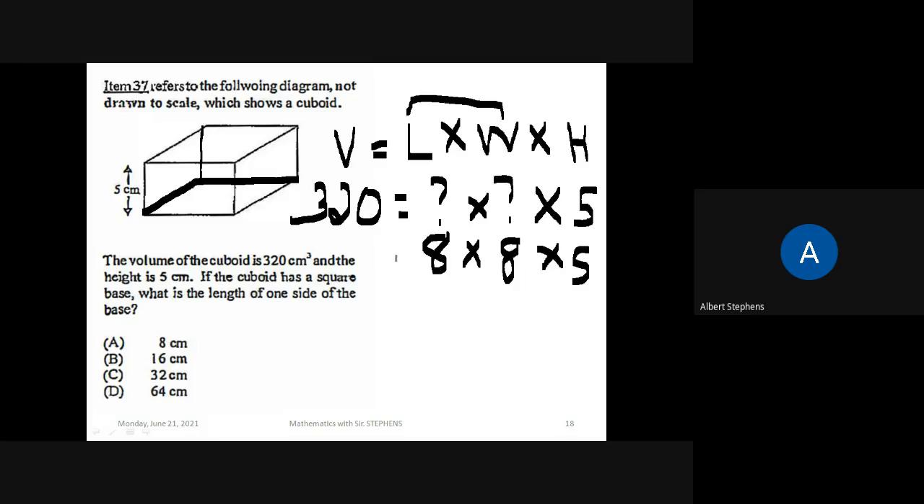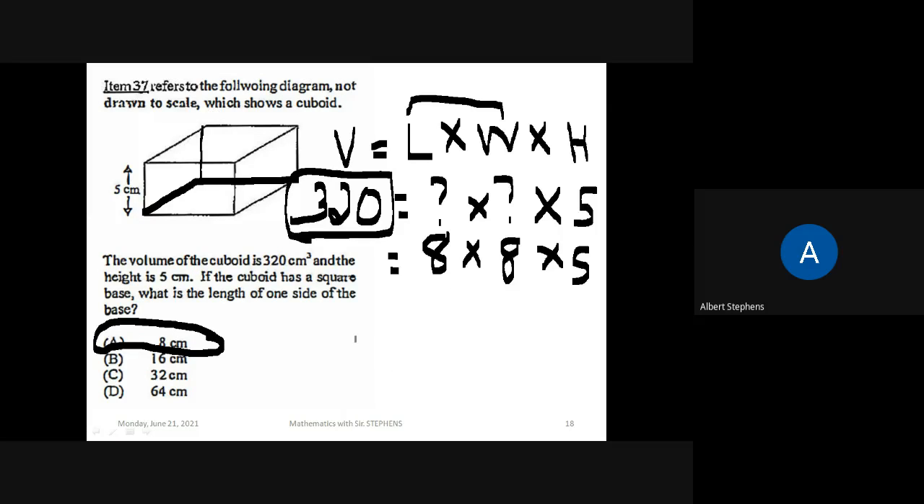All right? Somebody work that out for me. What's 8 times 8 times 5? You're supposed to get back 320. It's actually 8, isn't it? Yes, sir. Right, so that's how we get the 8. Or that's how we explain it, yeah?